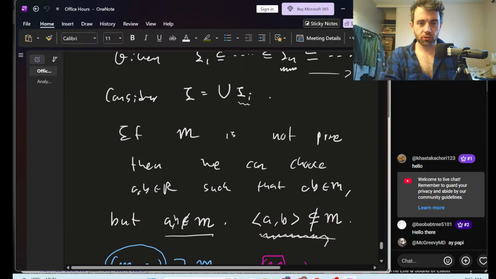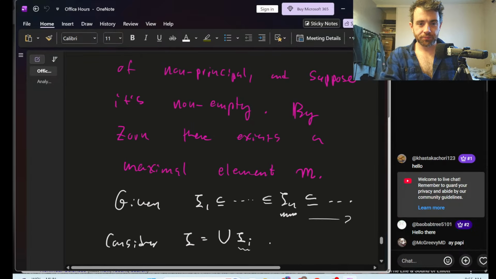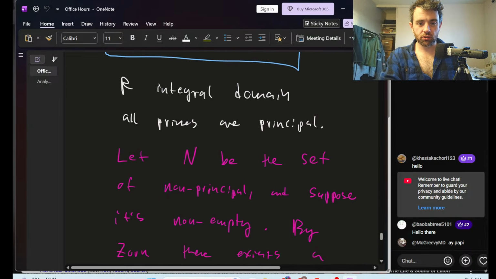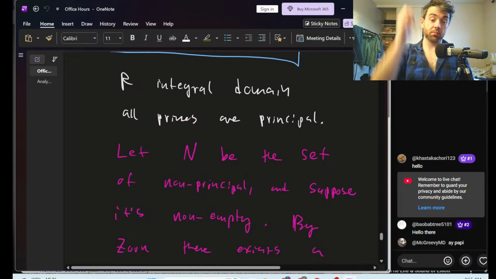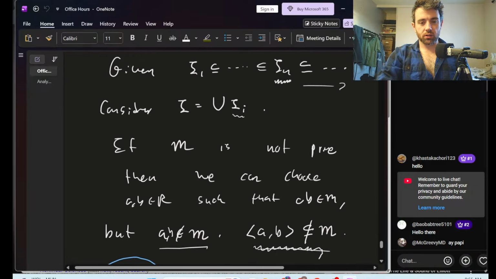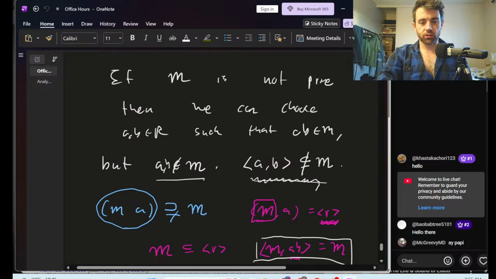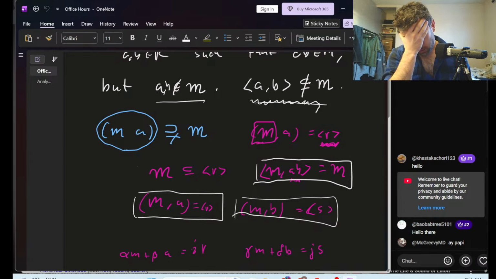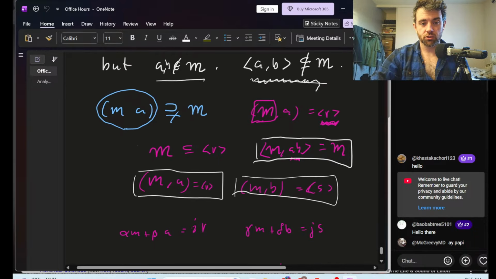Where were we? What were we trying to prove? We supposed we had an integral domain and all the primes were principal ideals, and we let N be the set of non-principal ideals. We argued it was bounded above, and so there had to be a maximal element by Zorn's lemma. And what did we say about that maximal element? We wanted to obtain a contradiction, right? So this ideal should not be principal, and we're trying to cook up a contradiction.